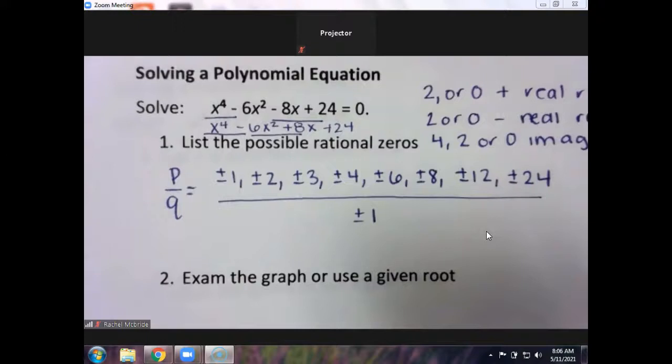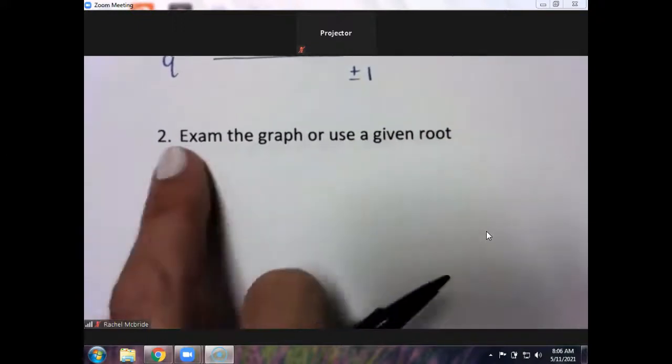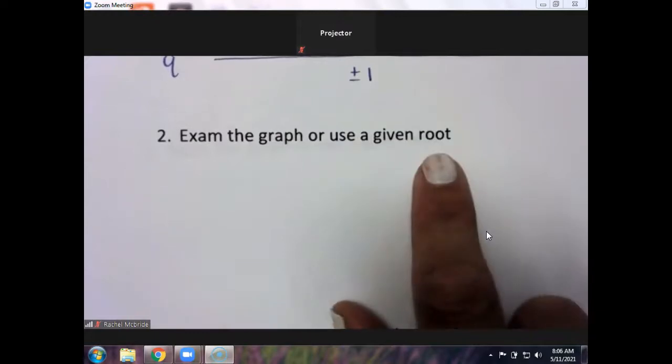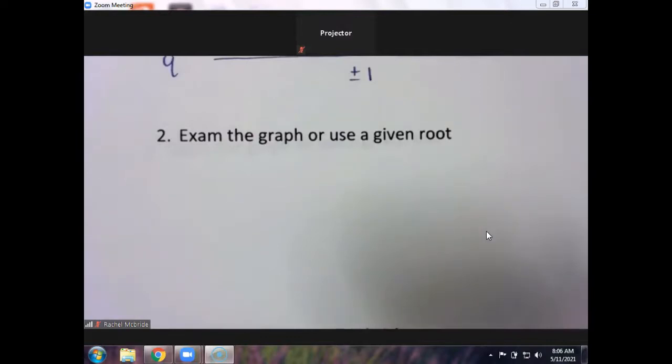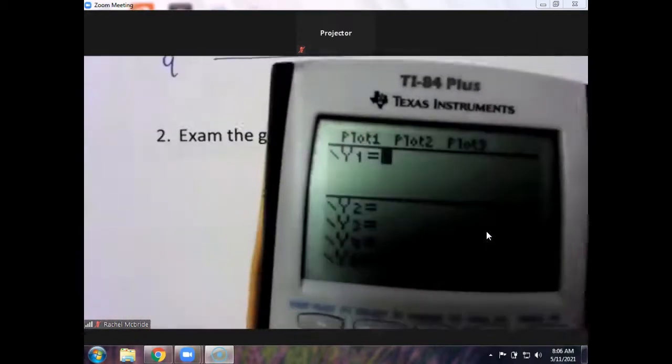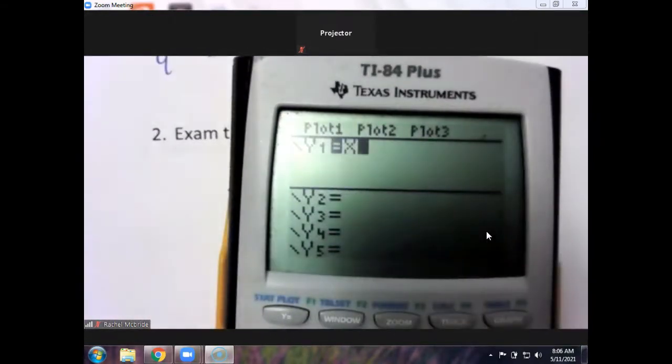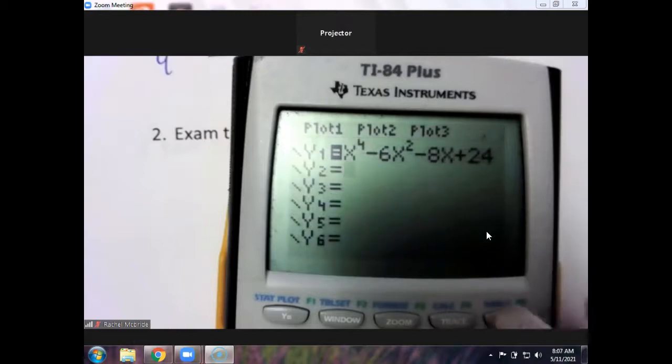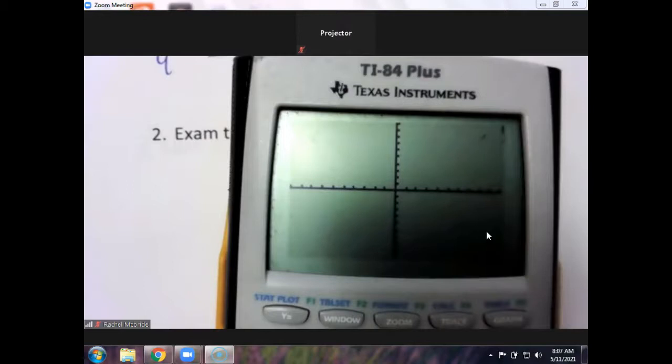Okay, and then the idea would be that you're going to either examine the graph or use a given root. So if we were to examine this graph on our graphing calculators, you would type in x to the 4th minus 6x squared. And for tomorrow, for Thursday, since there'll be no calculator, I would give you the graph or give you the root. So I might give you this screenshot here.